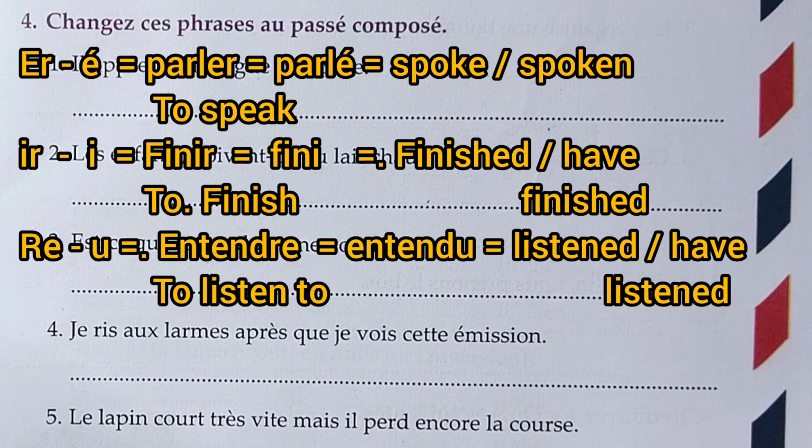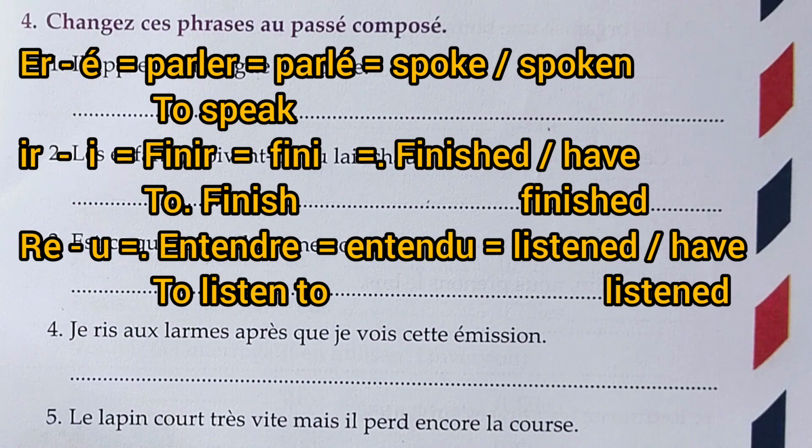Okay, next is the re category word, re is replaced by u. For example, we take the word entendre, ent is the stem part, and the re ending part is replaced by u. Then it becomes entendu. Here you can see entendu, entendu. It means I heard, I have heard, right? So this is the formula, this is the way we change the verbs into the second or third form.